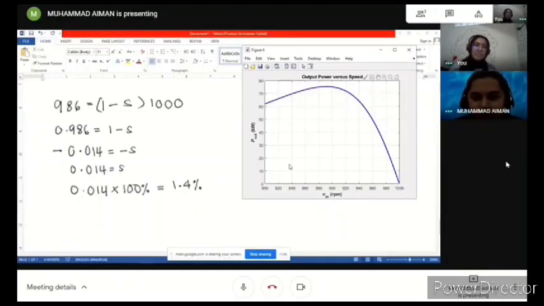We're going to the last question that I mentioned before. The value of rated power that we choose is 20, so that the value of power is 986. Based on the manual calculation, the value of slip is 1.4%. This means that when the slip is 1.4%, the output power is equal to the rated power of the motor.